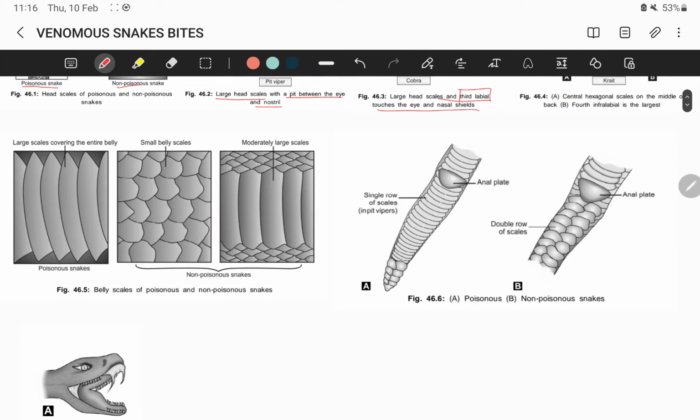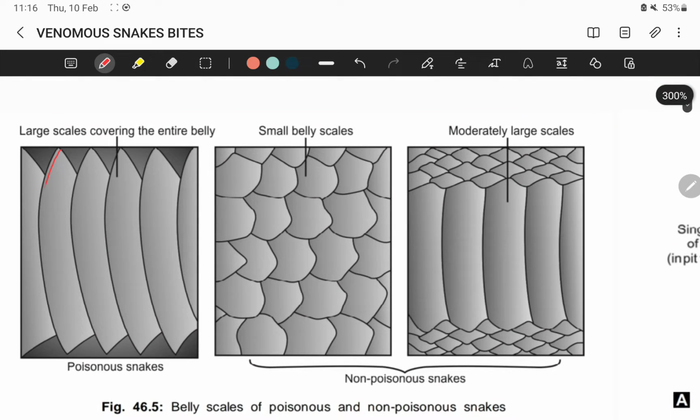Here is an example. This is a large scale, the scale of a venomous, poisonous snake, so it will cross the entire belly. This is the belly and it will cross. But in the non-venomous snake, the scales are moderately large or small, and it will be large in some, but it will not cross the entire belly.